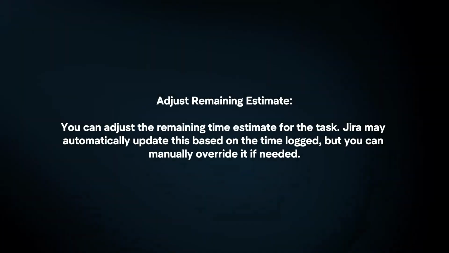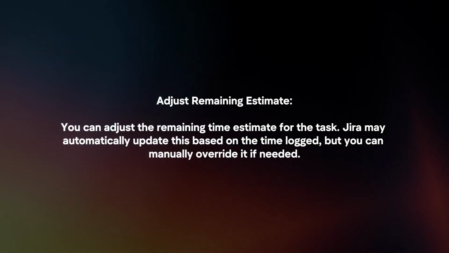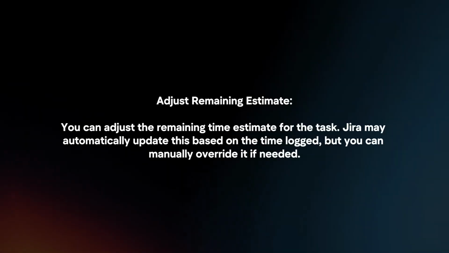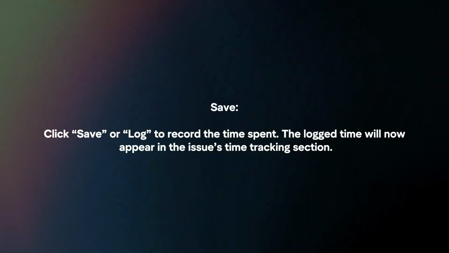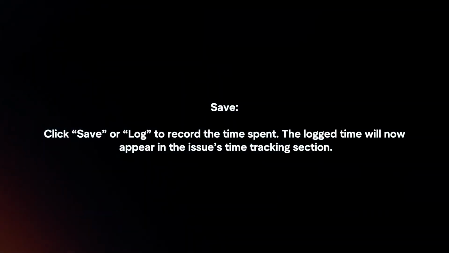Adjust remaining estimate. You can adjust the remaining time estimate for the task. Jira may automatically update this based on the time logged, but you can manually override it if needed. Save. Click Save or Log to record the time spent. The logged time will now appear in the issue's time tracking section.